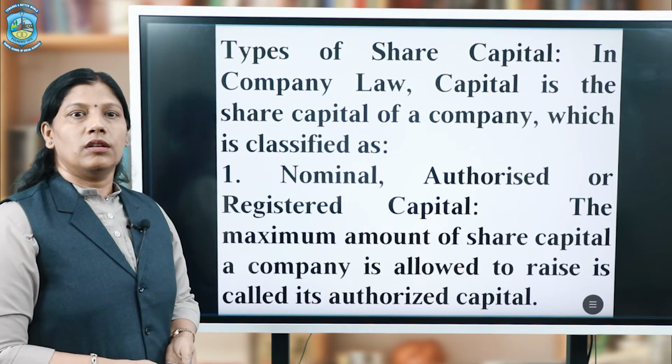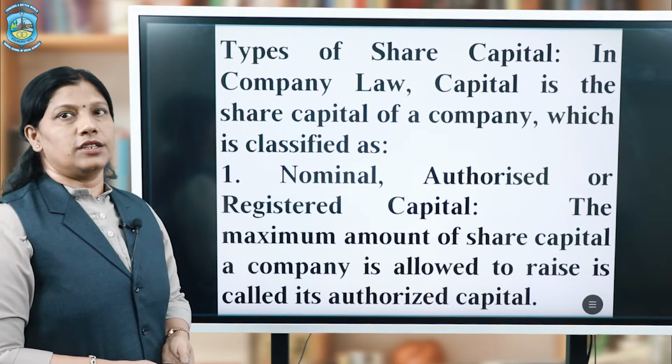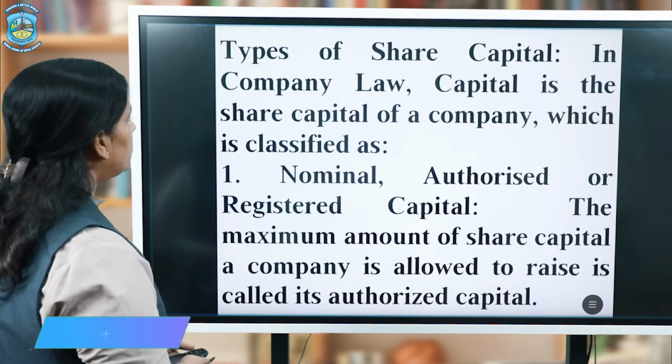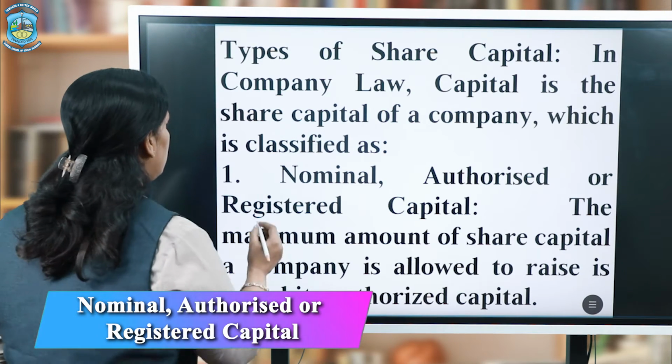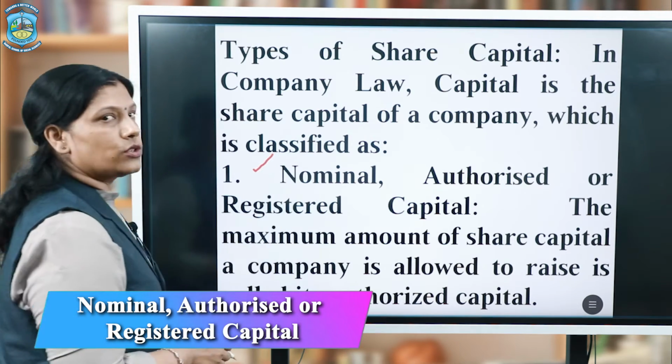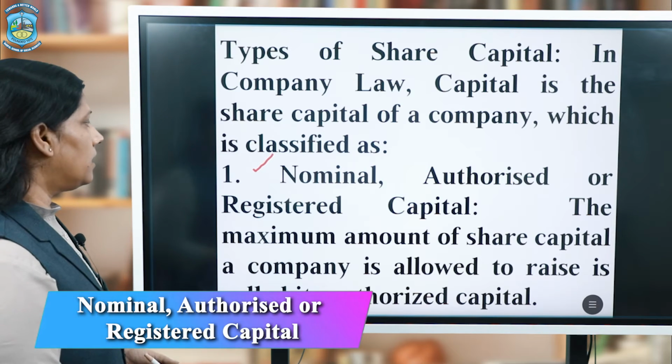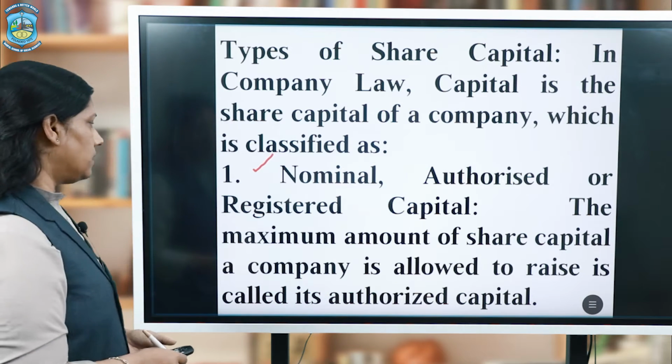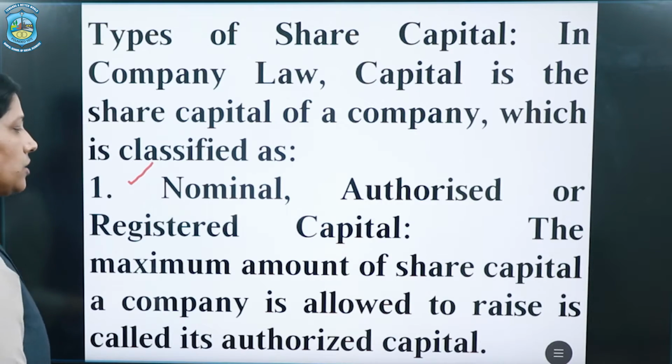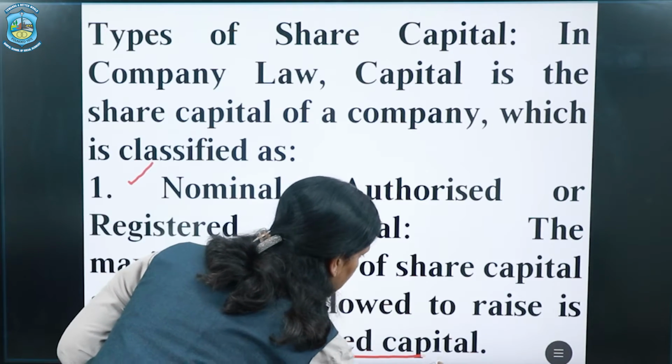As per company law, the capital of a company is divided into the following categories. The first type of capital is nominal or authorized, or we also call it registered capital. The maximum amount of share capital that a company is allowed to raise is called its authorized capital.